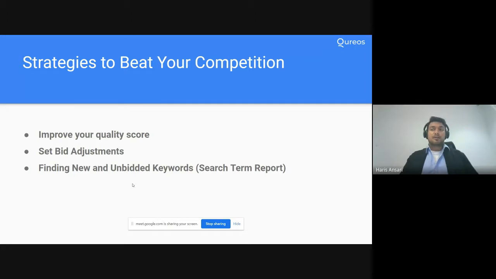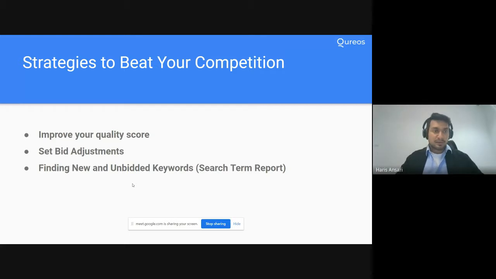After you have calculated how much your competitors are spending, you can look at three things to re-strategize yourself in order to beat your competition. The first thing and the most important thing is improve your quality score. This is the biggest thing which you can do. The second thing is set bid adjustment. I'll go into details of each and every point which I have mentioned. And the third thing is finding new and unbidded keywords through search term report.